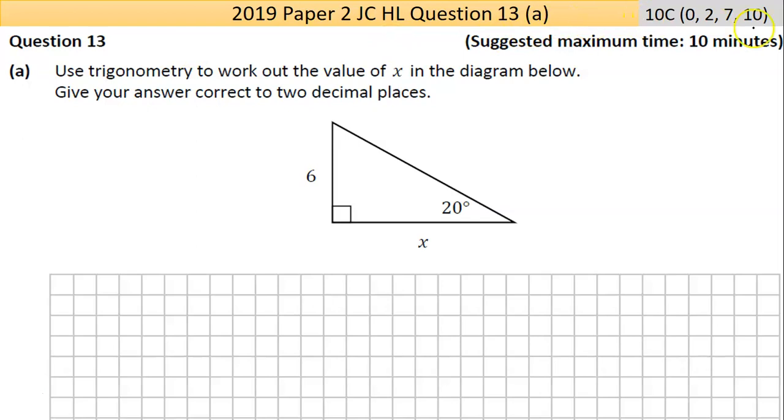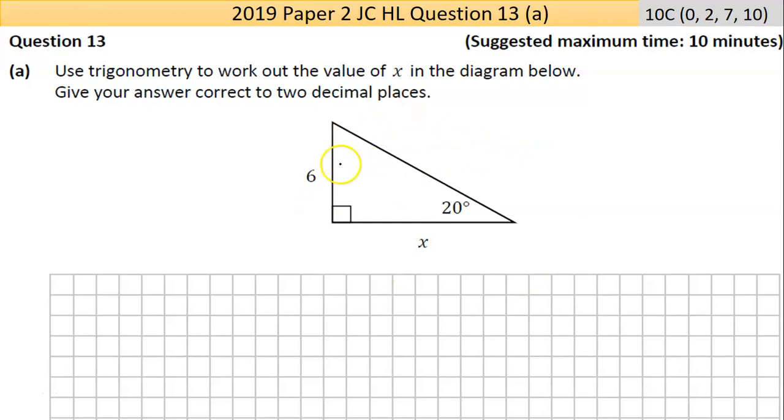Here now it's 10 marks for part A. There are two parts to it, A and B. Part A here is fairly handy, and actually part B is too. Part A says use trigonometry to work out the value of x in the diagram below. Give your answer correct to 2 decimal places.